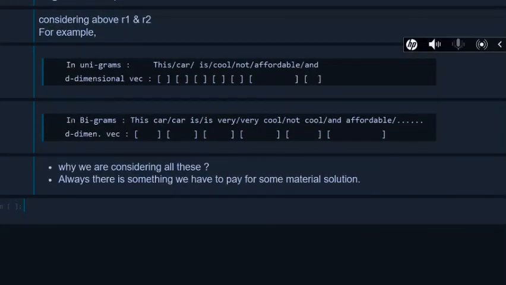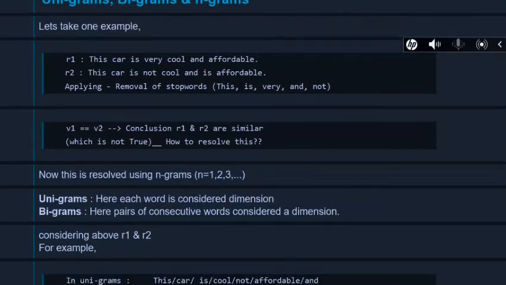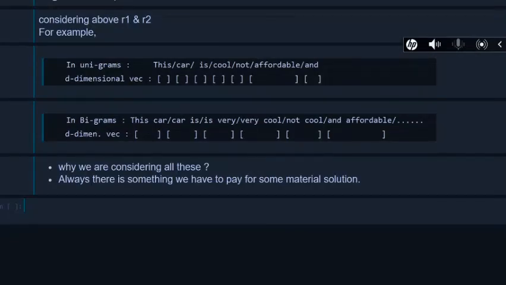On using the different n-grams, we retain the sequential information, which is really helpful, and it also helps in applying the removal of stop words. This text pre-processing is helpful then. Otherwise it will make the conclusion we had already gone through, that the two reviews are similar, which is not true.